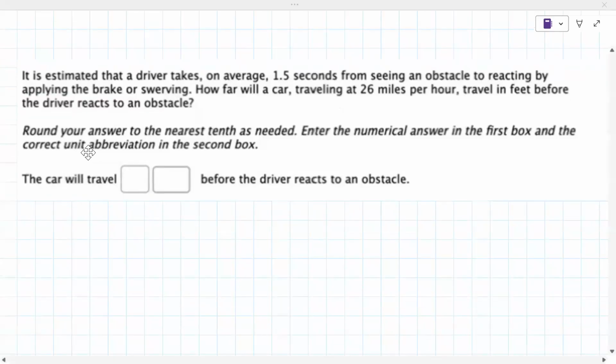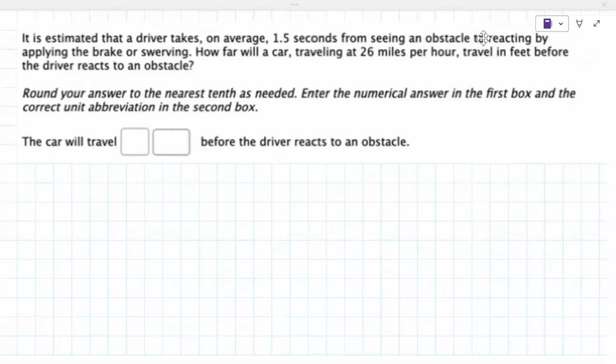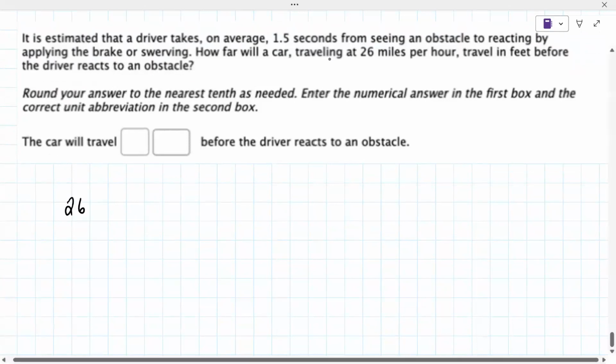All right. It is estimated the driver takes on average 1.5 seconds from seeing an obstacle to reacting by applying the brake or swerving. How far will a car traveling at 26 miles per hour travel in feet before the driver reacts? So what they're saying is you're traveling at 26 miles per hour and you get 1.5 seconds of travel time before you hit the brakes. So you start with 26 miles in 1 hour. And we want to convert this to feet. In 1 mile, there are 5,280 feet.